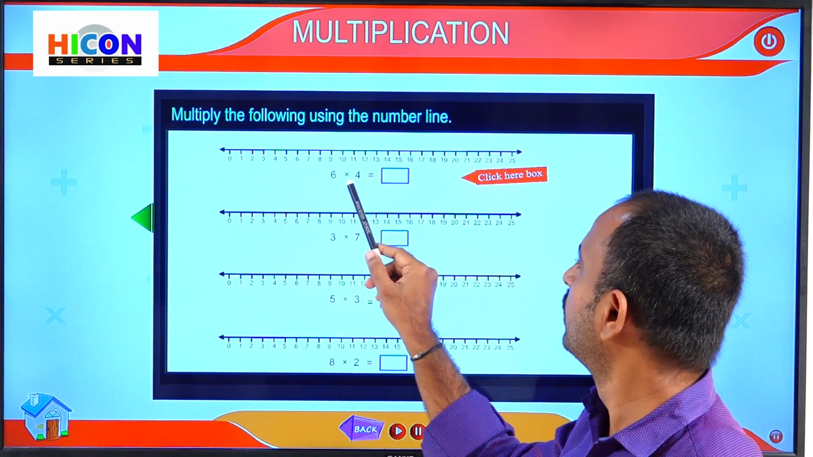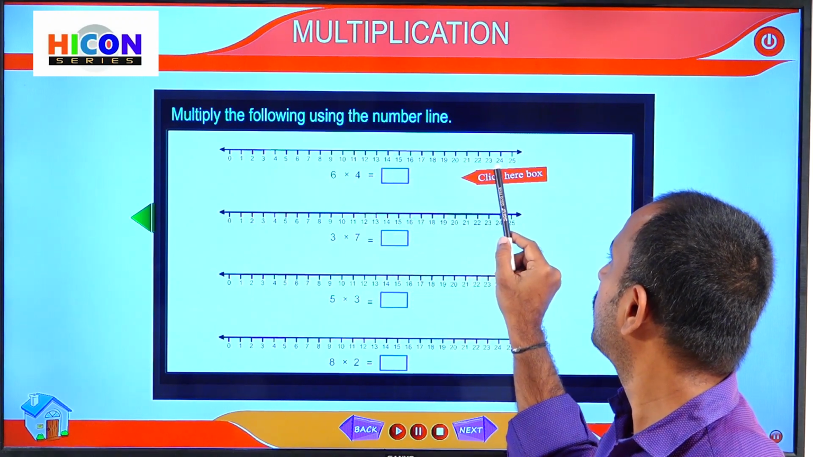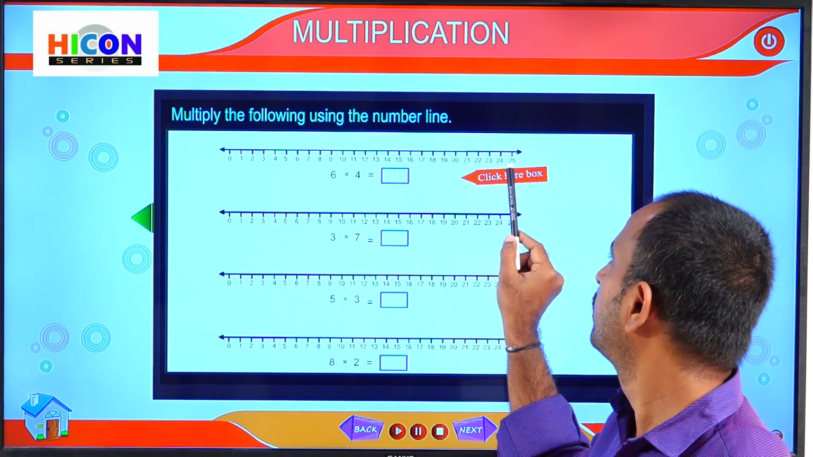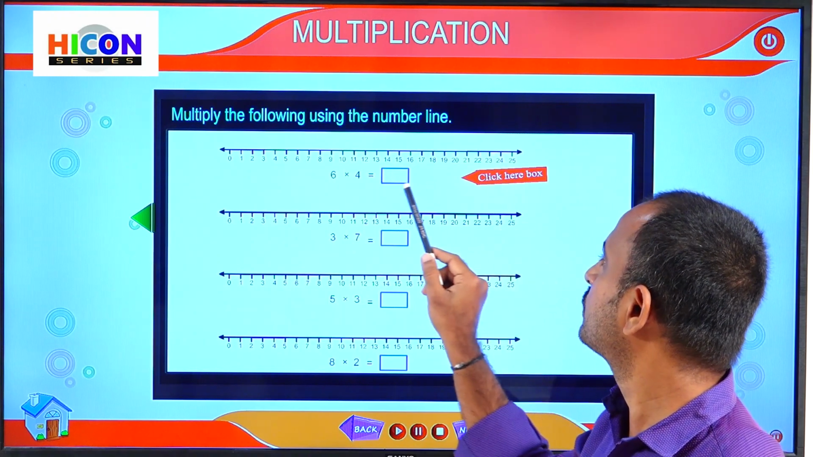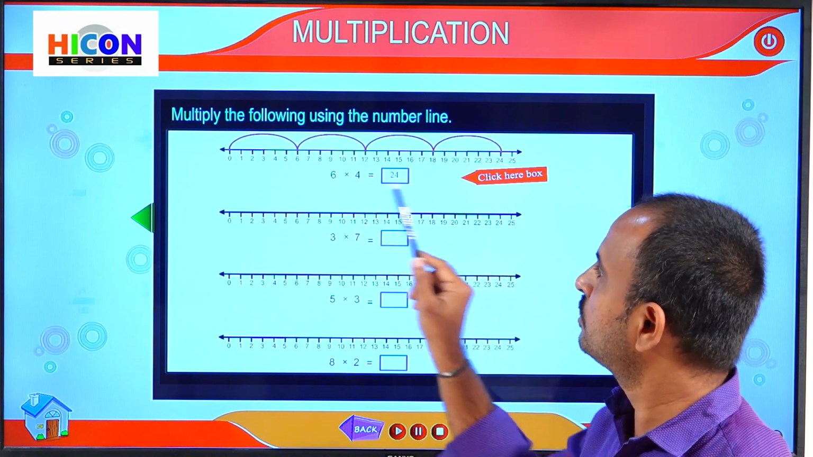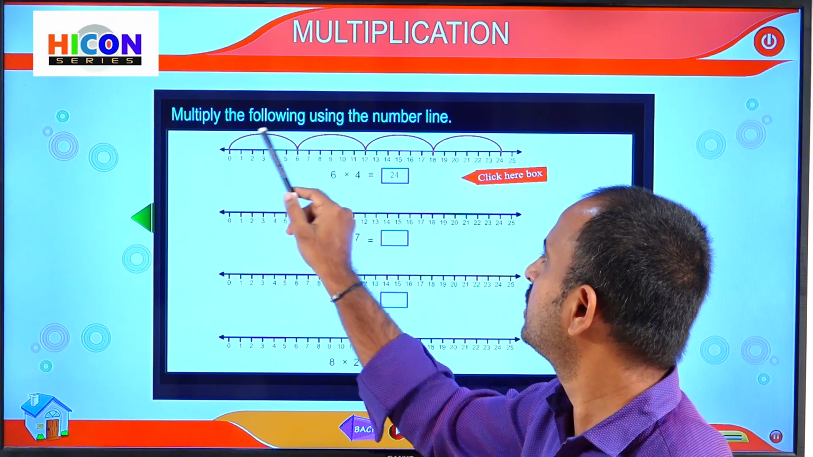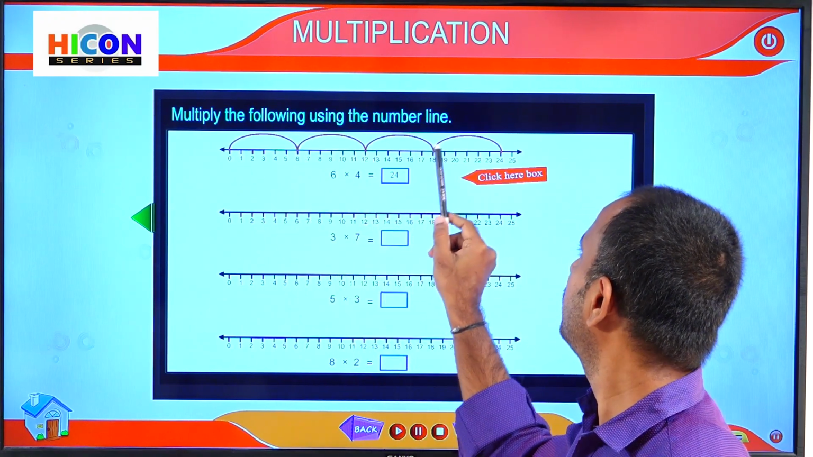So after moving 4 steps, finally you will reach the number 24 on the number line. So that 24 becomes the answer. That is 6 4s are 24. So see, children, how we move the 4 steps. We have moved 4 steps, that is 1, 2, 3, 4.